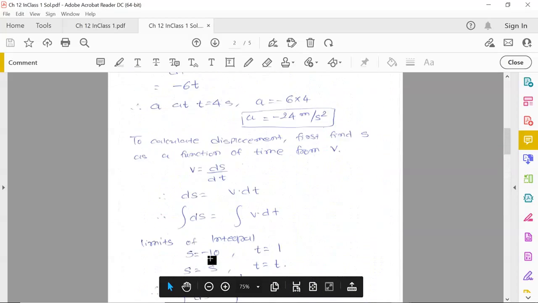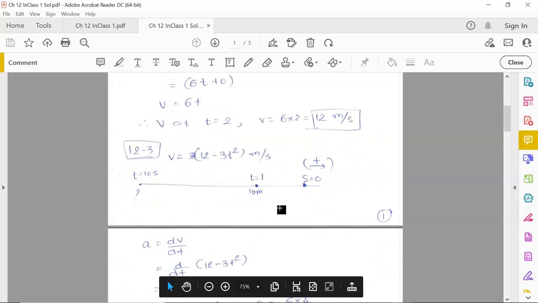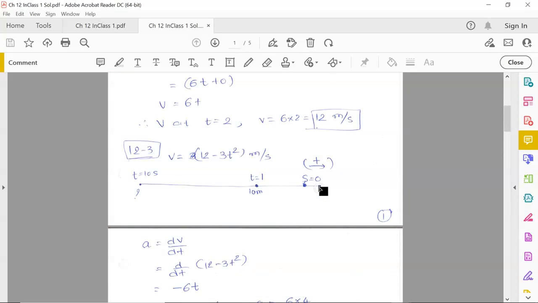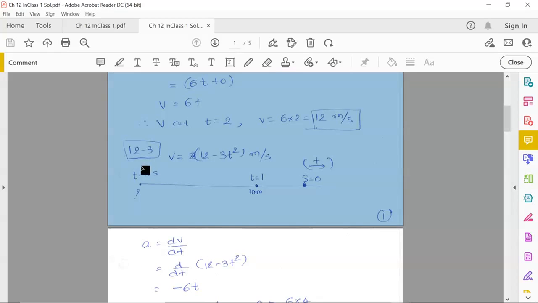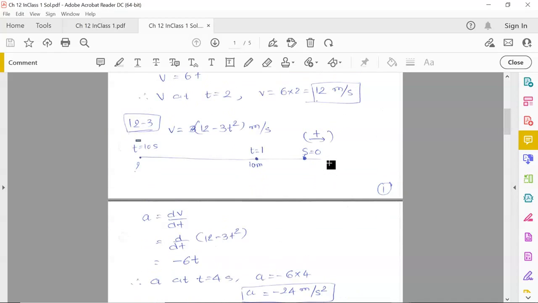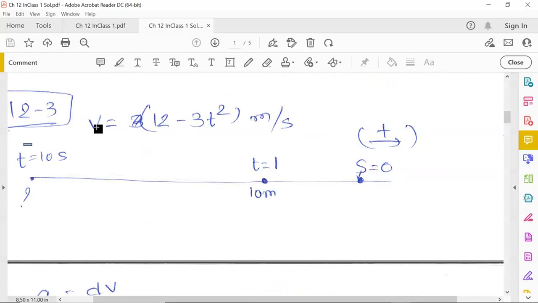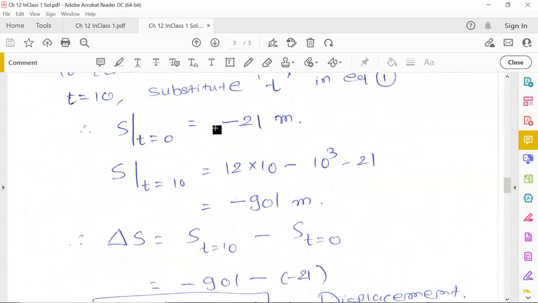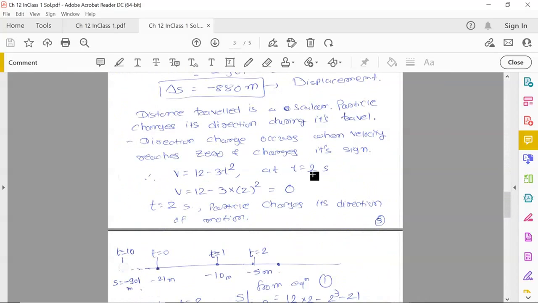Now the distance traveled depends on the total distance traveled from here towards the right up to the point where the particle's velocity becomes 0, and then all the way from that point back to t equal to 10 seconds. So for that we need to find the point where the particle changes direction. That is the point where its velocity is 0. To find that point we substitute v equal to 0 in this equation and calculate the time. When we do that, we get t equal to 2 seconds. So that's the point where the particle changes its direction.